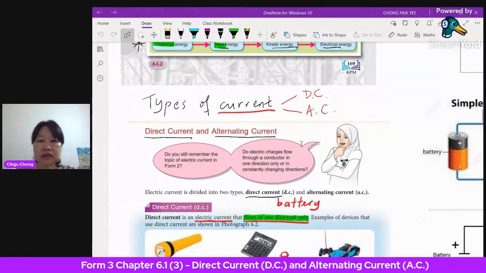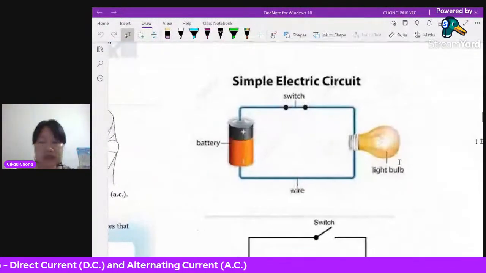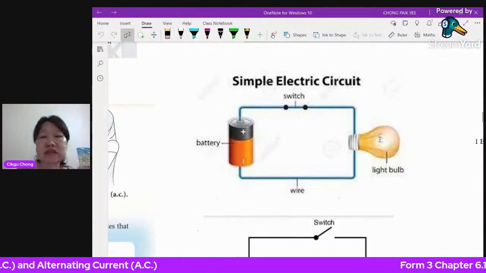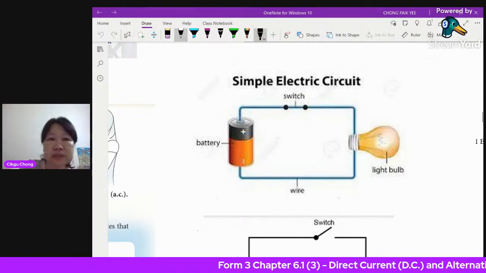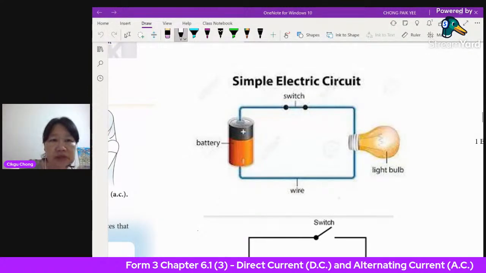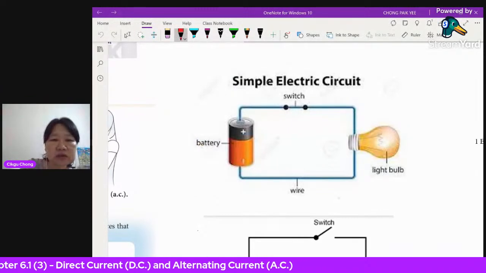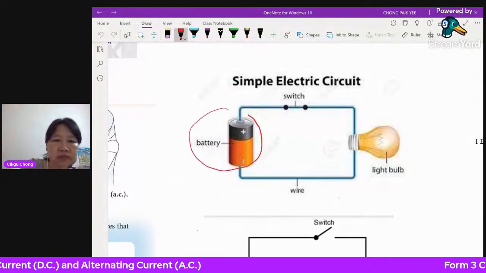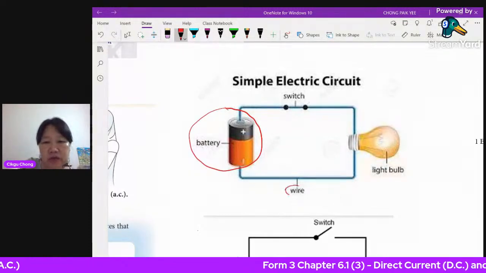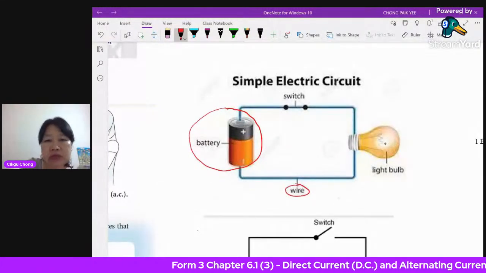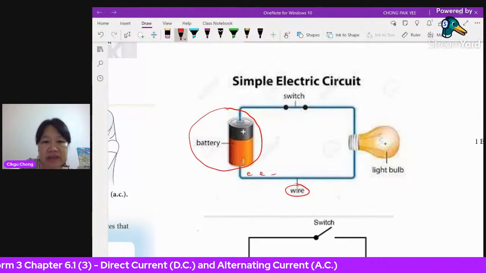You have learned it before, I think in Form 2, when you constructed a simple electrical circuit. It consists of an energy source, which is the battery. Let me change the color here. Now you have a battery. Then you have wire. You need to have wire. Inside the wire there will be atoms, like metal atoms. So you have electrons.